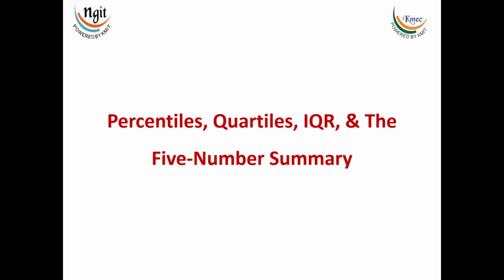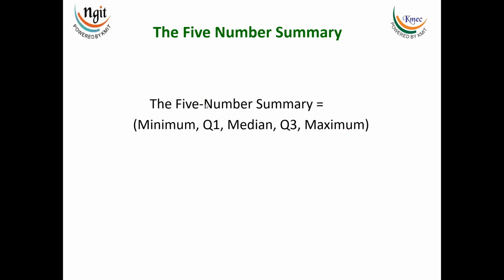Good morning, everyone. Today, we are going to discuss the next concept in descriptive statistics, that is percentiles, quartiles, IQR, that is interquartile range, and the five number summary. What is this five number summary? That is minimum, Q1, median, Q3, maximum. These five are nothing but the five number summary.